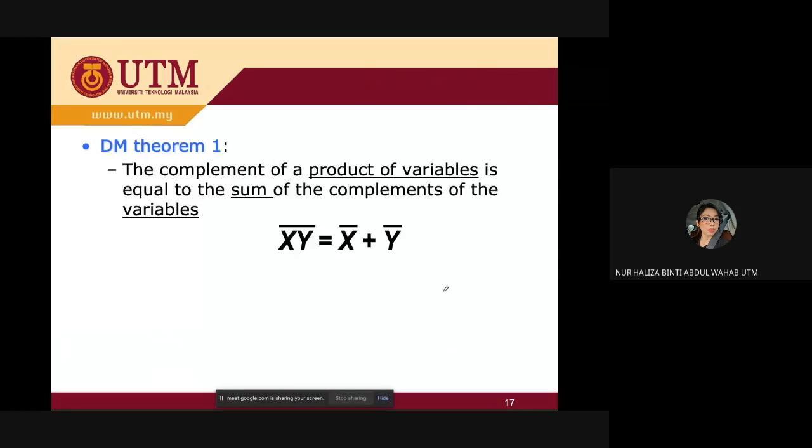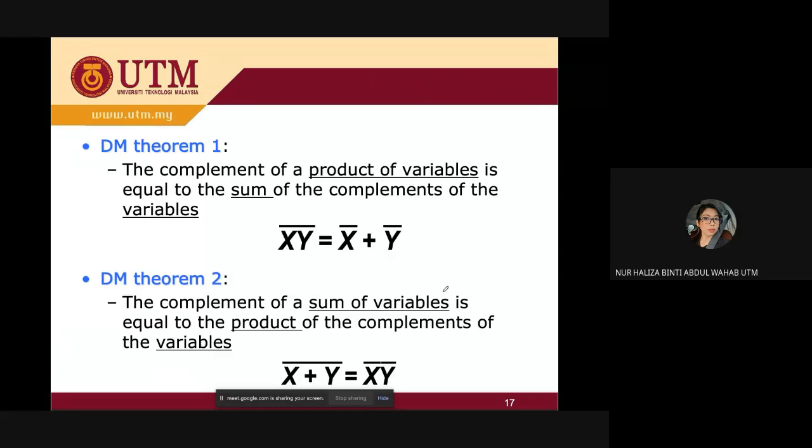So you need to memorize only these two theorems. First theorem is (xy) bar equal to x bar plus y bar, and the second one is (x plus y) bar, you will be getting x bar y bar. So please make sure you draw this carefully, because sometimes you are mistaken about both of these. So this is totally different.